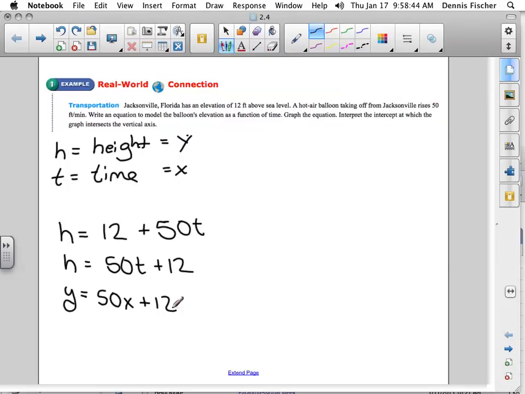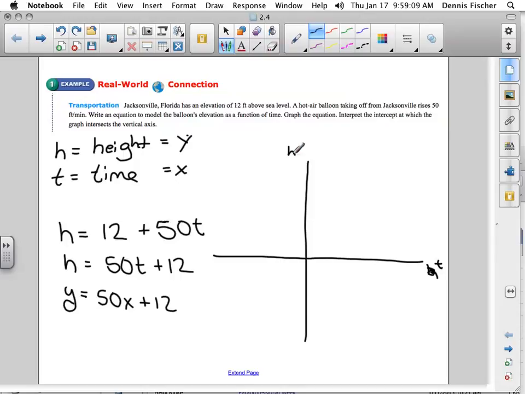Now, if I was using h and t, I'm going to graph this equation here. I'm going to say, okay, I'm using h and t. T is here, h is here. I have to label my axes, which one goes where. If it's x and y, I don't have to label it because I know x is horizontal, y is vertical. But if you're using different letters, you have to label your axes.